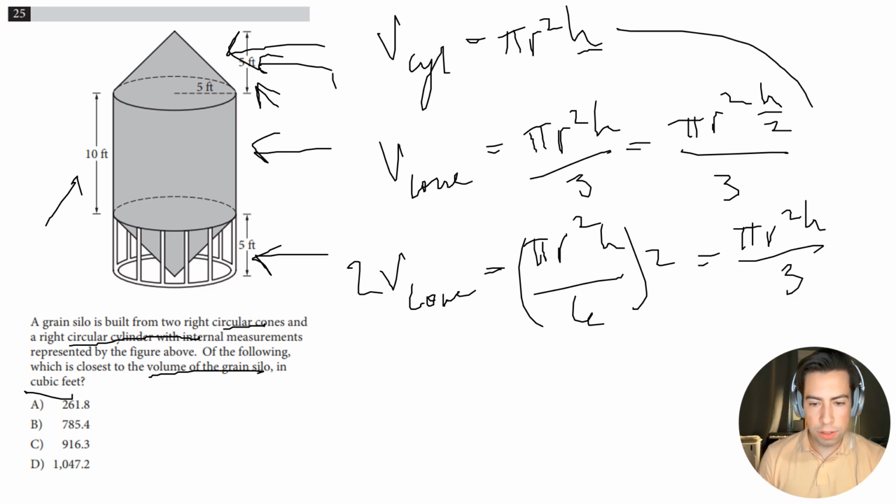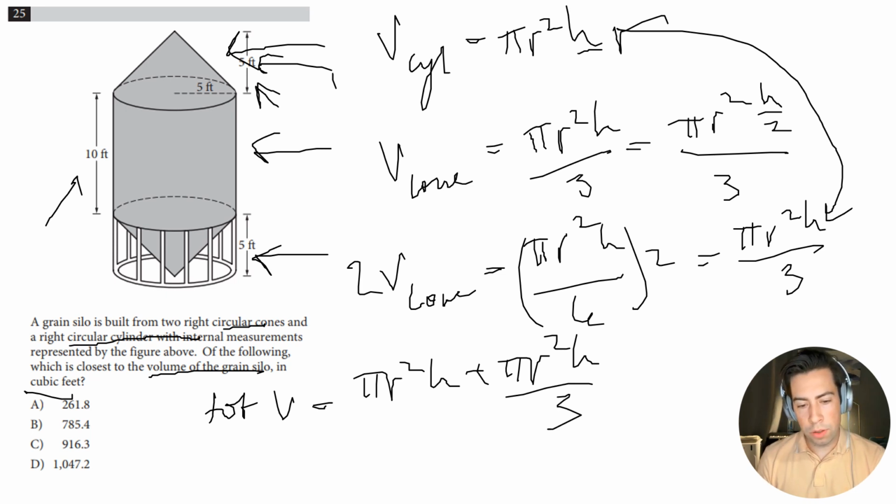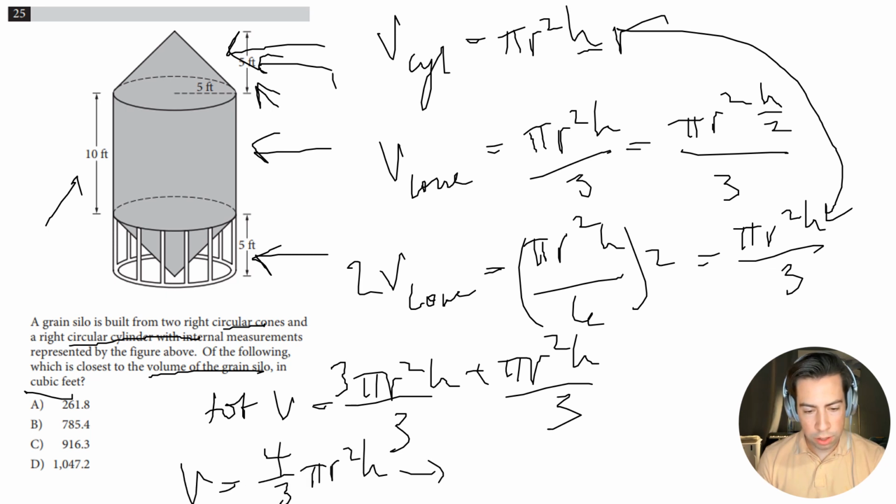All right, guys, now all I have to do is just add these two values together. So the total volume is going to be pi r squared h plus pi r squared h divided by 3. So let's see, I'm going to make this 3 over 3. So I will have V equals 4/3 pi r squared h.